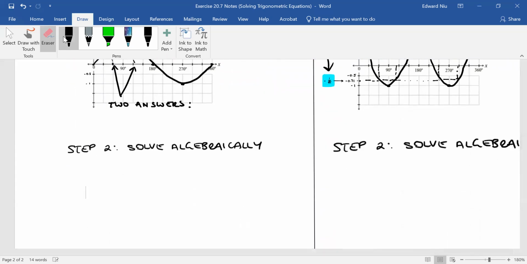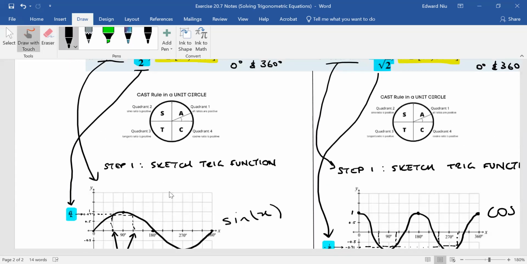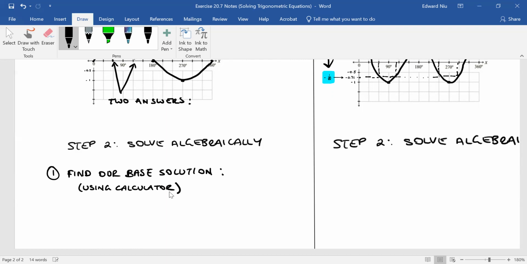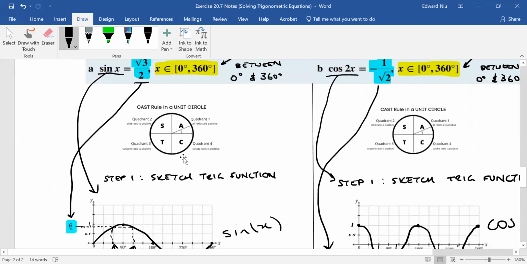All right, so let's try and do this algebraically. This is graphically; we don't want to do that necessarily. So the first step is 1. Find our base solution. Our base solution is just using the calculator.